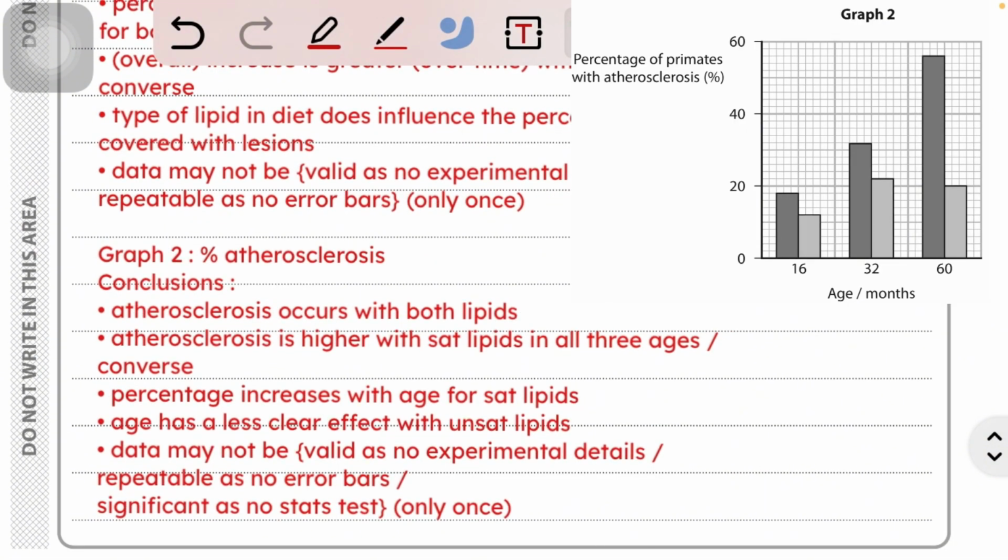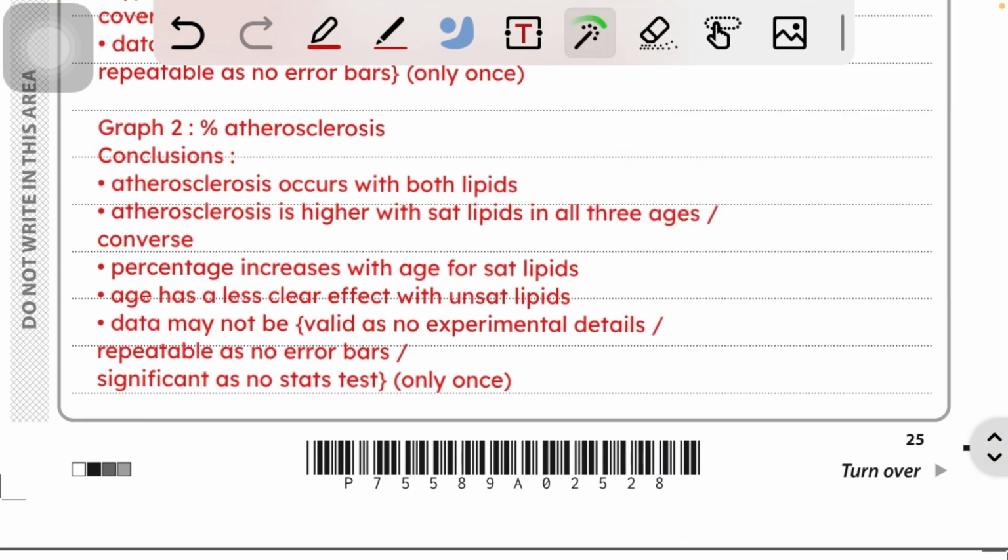Graph 2, atherosclerosis. The conclusions we can make from it are that atherosclerosis occurs with both lipids, but atherosclerosis is higher with saturated than unsaturated in all age groups. In the graph, we can see it, right? Percentage increases with age for saturated, and age has a less clear effect with unsaturated. Data may not be valid as no experiment details are given.